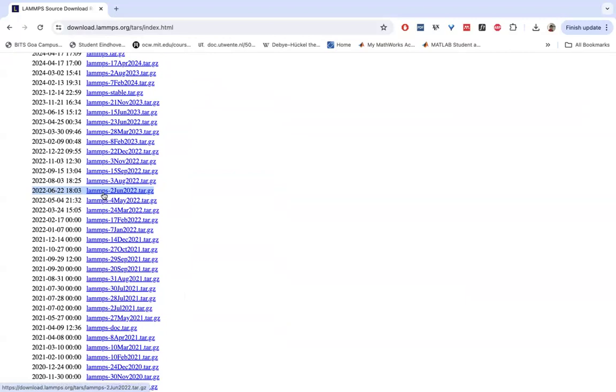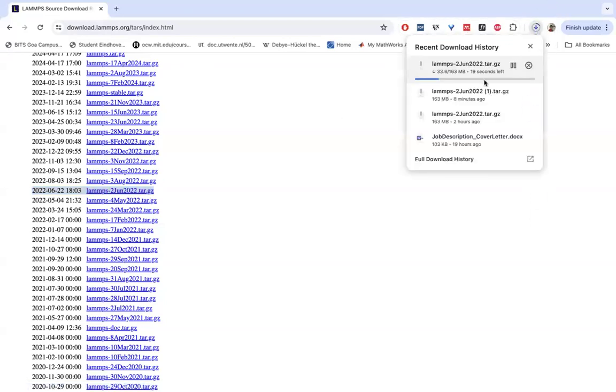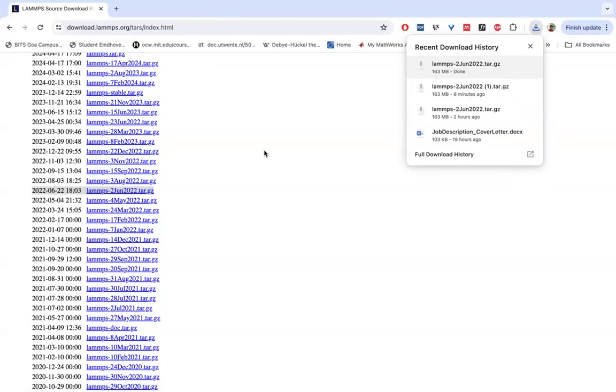The file is called lammps 2nd June 2022 tar.gz. The extension tells you that it's a zipped file and it contains all the files required to run a LAMMPS simulation. So let us click on this. As you click it, you can track the progress of the download. It's a 163 MB file and it's pretty fast in downloading due to the Wi-Fi here, so I guess it will be the same for you as well. All right, so now LAMMPS is downloaded.